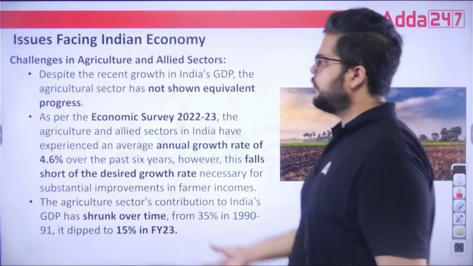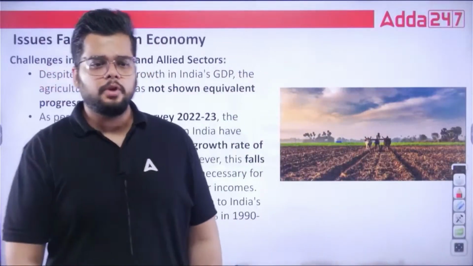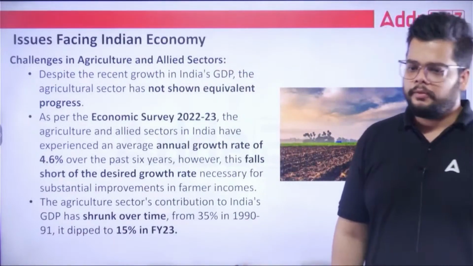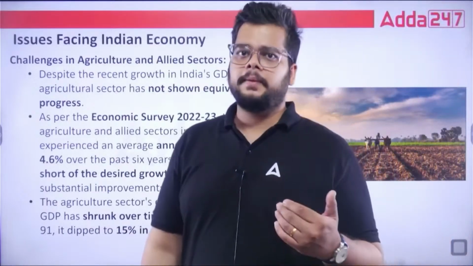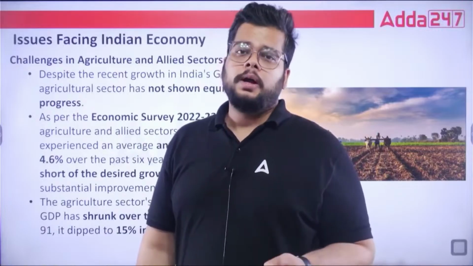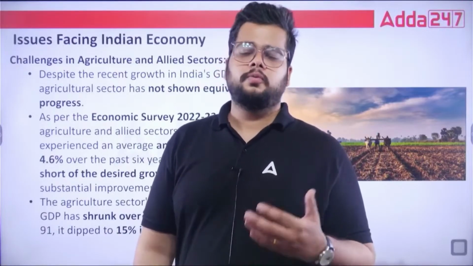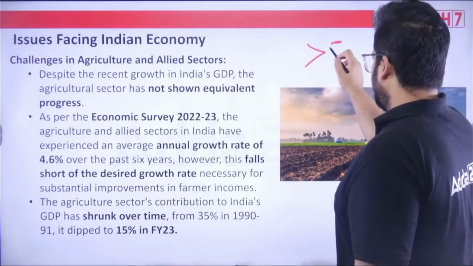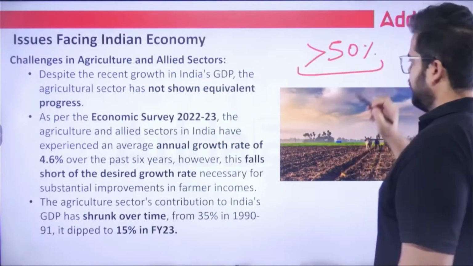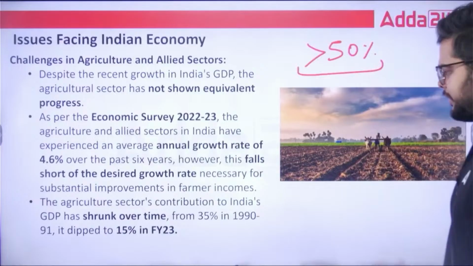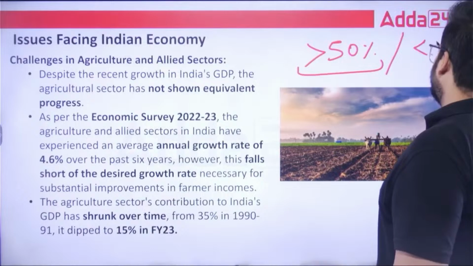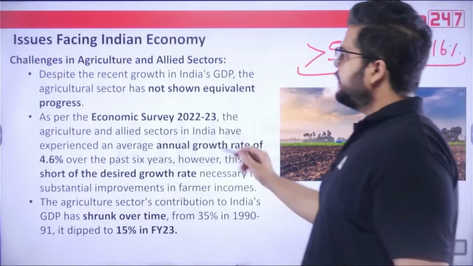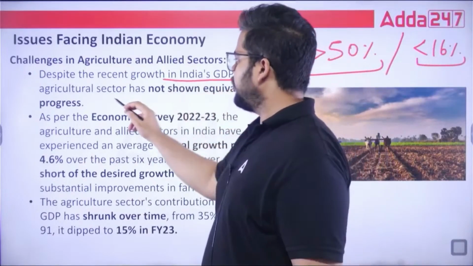The major part we must focus on is the primary sector, because huge potential was expected out of the agricultural sector, but ultimately we were unable to gain momentum, and it led to a failure of the expected growth story. Although more than 50% of India's population is dependent on agriculture, that is, employed in this sector, less than 16% is the contribution of this sector to India's GDP. Despite the recent growth in India's GDP, the agricultural sector has not shown any progress.